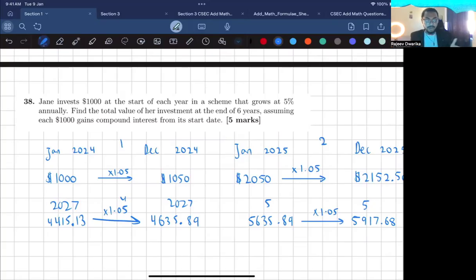Amy, tell me if I'm losing my mind. They're saying she invests 1,000 at the start of each year. So does that mean every year she's paying $1,000? Yeah, that's what's going on. So every year she pays $1,000, and that grows at 5% annually. In the first year she would have put in $1,000, and that would have grown by 1.05, so at the end of December 2024 she would have $1,050. And then if she invested $1,000 at the start of every year, she put back $1,000 to 2050, and that will grow by 1.05.